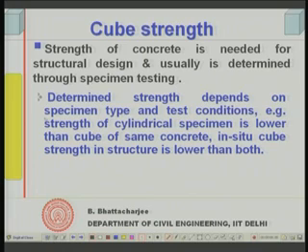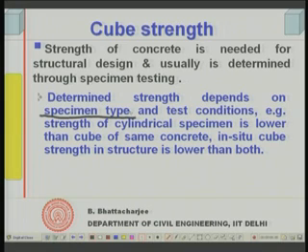whereas British practice had been cubes of 6 inch side length, that is 15 centimeter or 150 millimeter side length, used traditionally in British practice. In North America they use cylinders, in Japan they use cylinders, and in Europe they mostly use cubes. So, different types of specimens are actually used for determining the compressive strength, and this determined strength depends upon the specimen type.